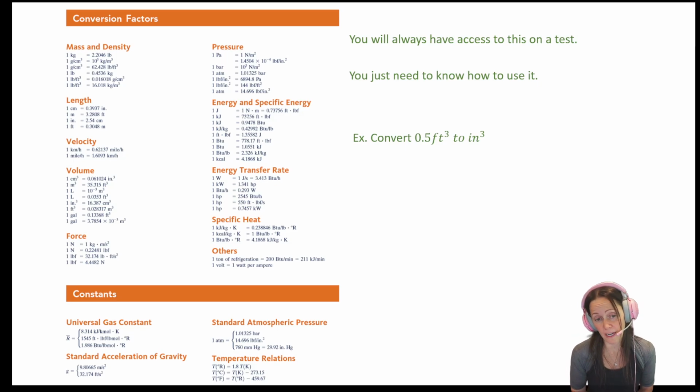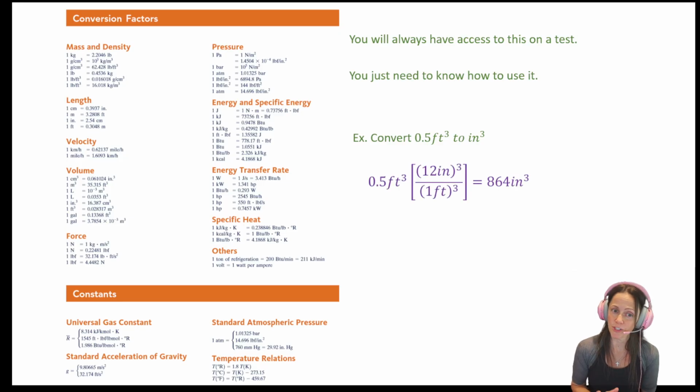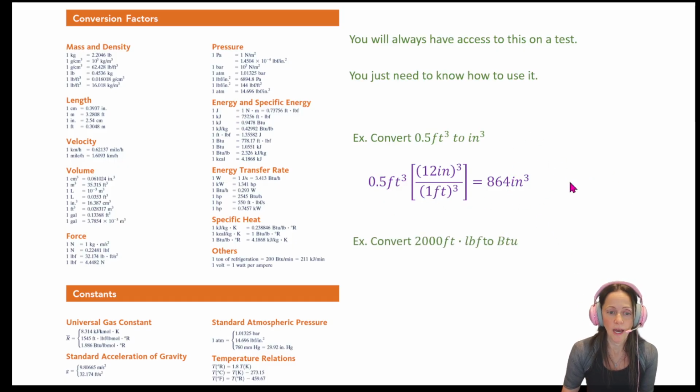So for 0.5 feet cubed, if I wanted to convert that to inches cubed, you've probably done this in chemistry. Just make sure that the units are going to cancel out. So for my conversion factor for feet cubed to inches cubed, I know there's 12 inches in a foot. And you'll notice with my conversion factor here, I've cubed this whole thing, so the 12 is cubed as well as the 1. And I just make sure that feet cubed cancels out, and I'm left with inches cubed.